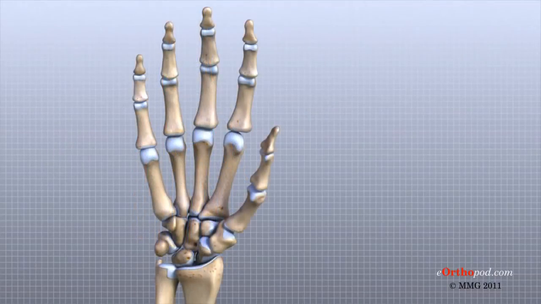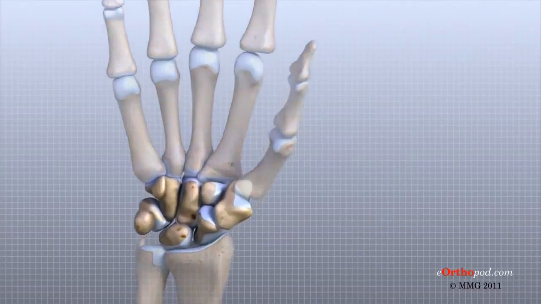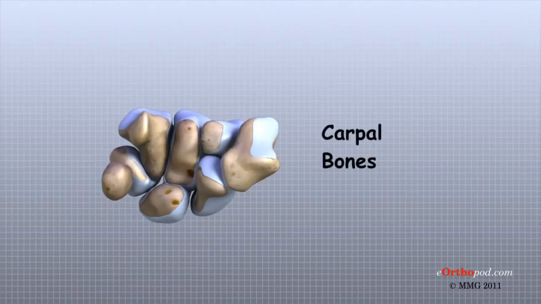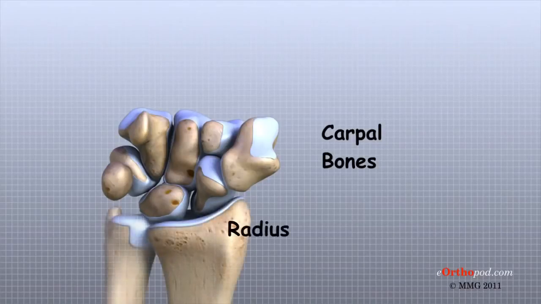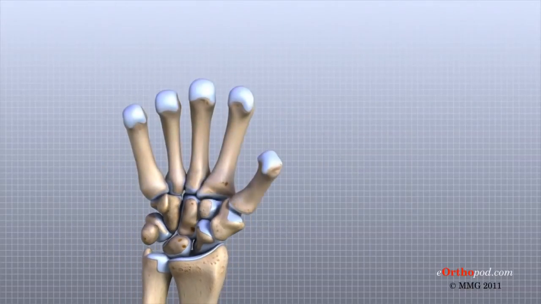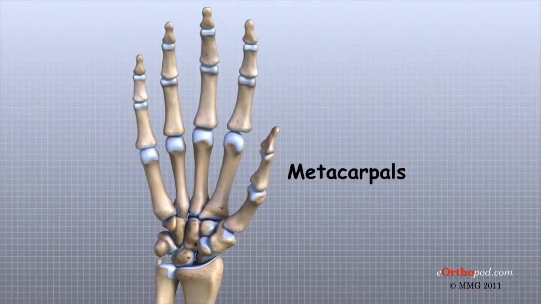There are 27 bones within the wrist and hand. The wrist itself contains 8 small bones called carpals. The carpals join with the 2 forearm bones, the radius and ulna, forming the wrist joint. Further into the palm, the carpals connect to the metacarpals. There are 5 metacarpals forming the palm of the hand. 1 metacarpal connects to each finger and thumb.